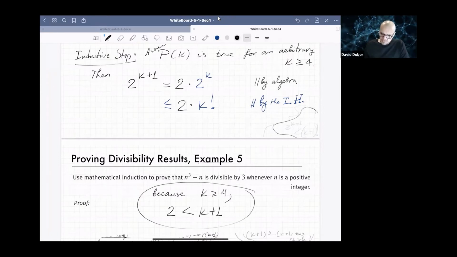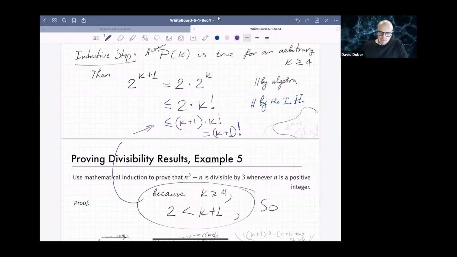So this is less than or equal to k plus 1 times k factorial, because 2 is smaller than k plus 1, since k is 4 or bigger. That is, by definition, k plus 1 factorial. That's the entire argument. So 2 to the k plus first has to be at most k plus 1 factorial. Everybody agrees, right?